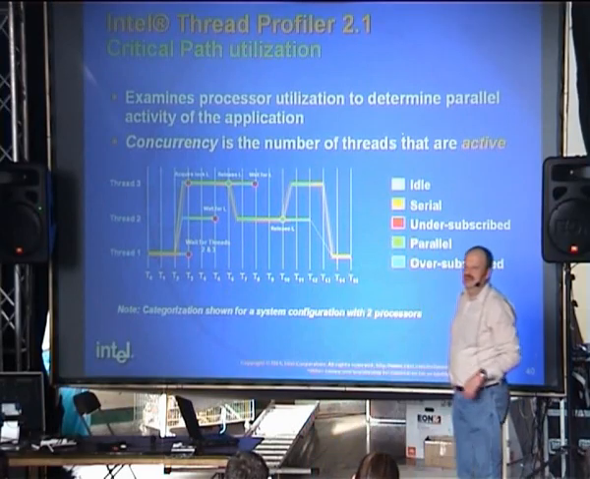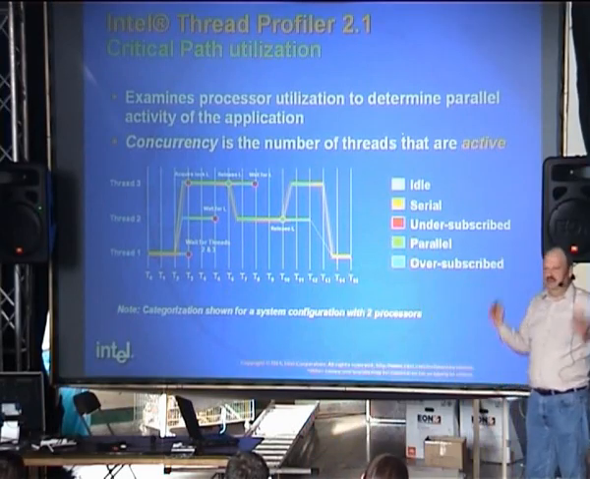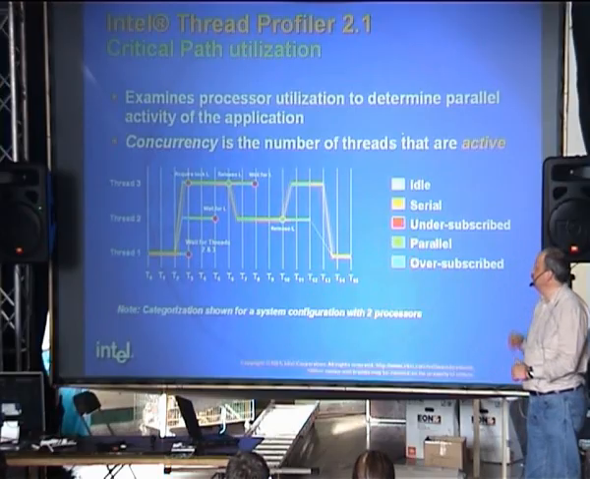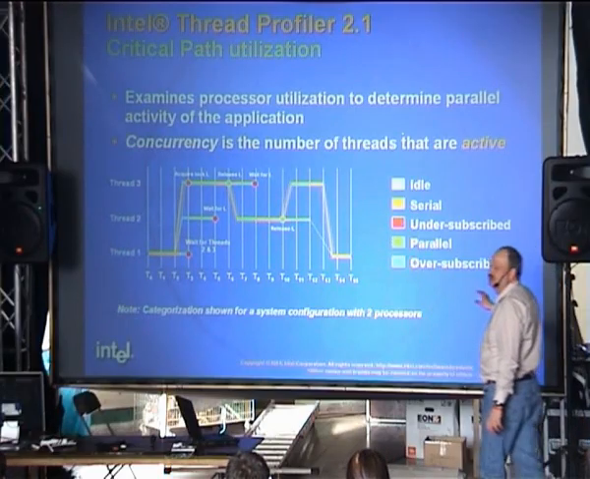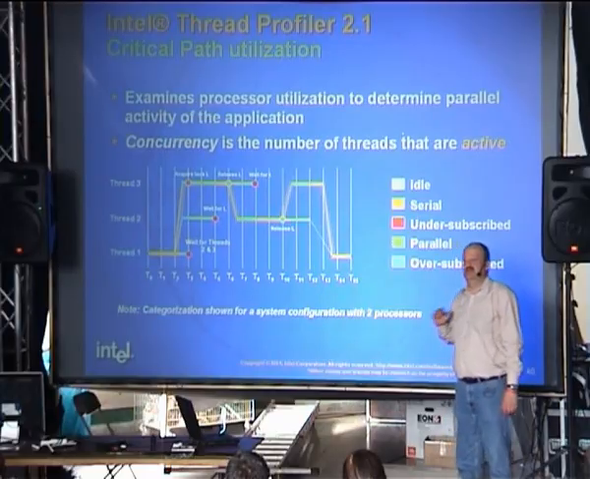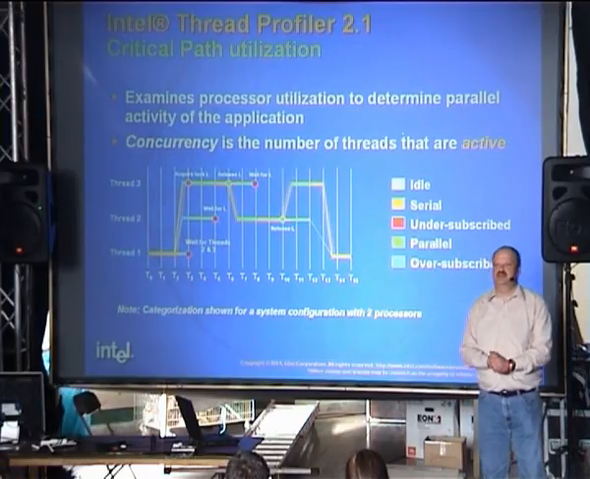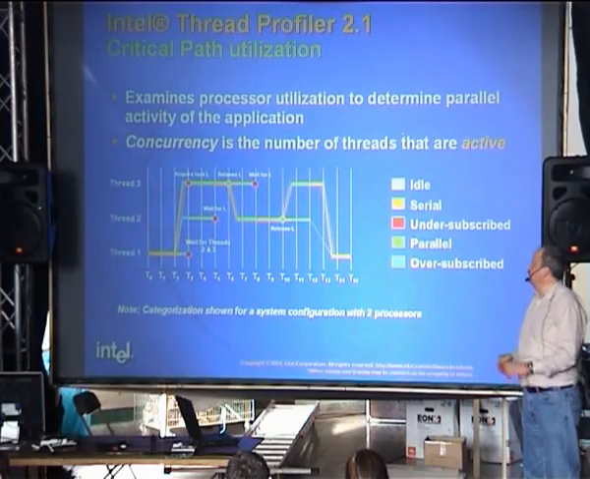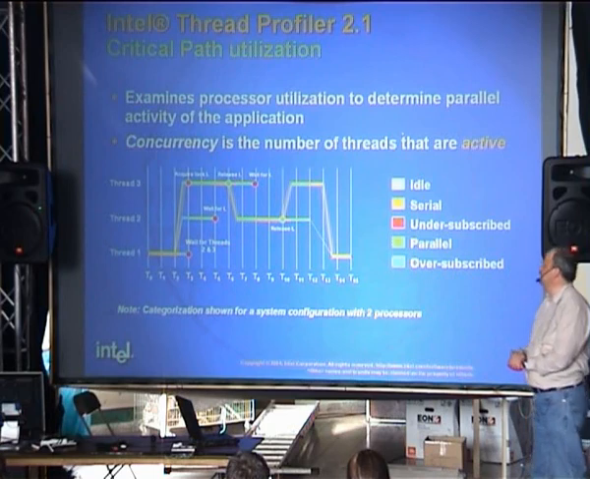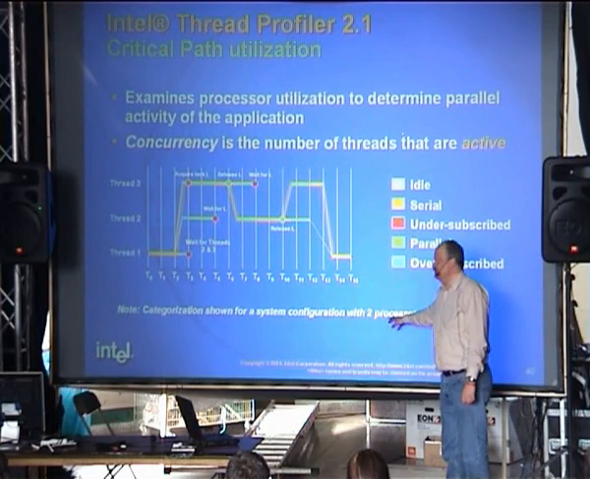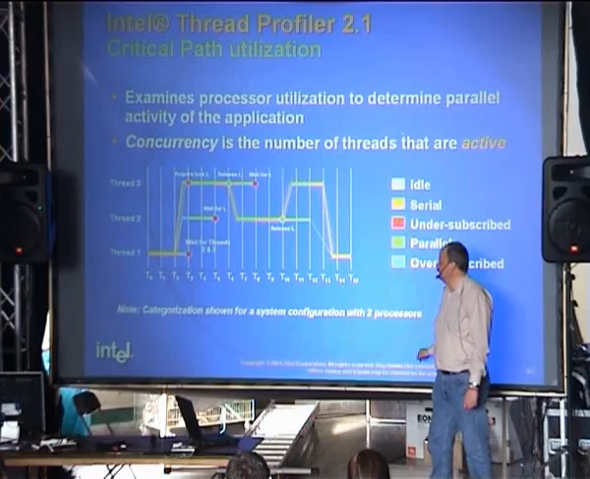The second is this Thread Profiler. This is our vTune for multi-threaded applications. There are many, many different views on looking at the multi-threaded performance of your code. One example here is called critical path utilization. Here, an application is running on a two-processor system.